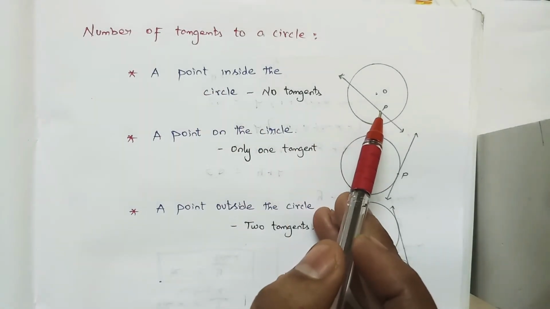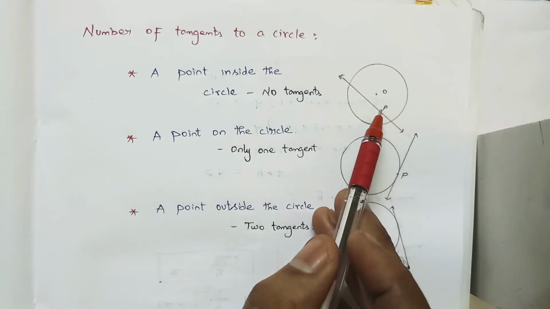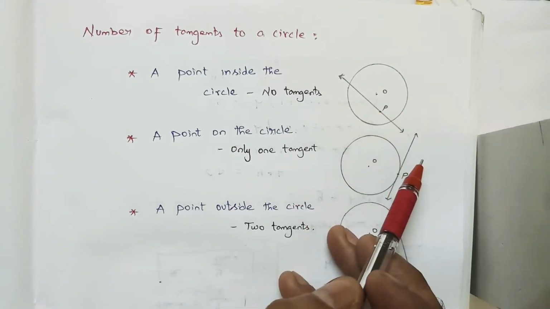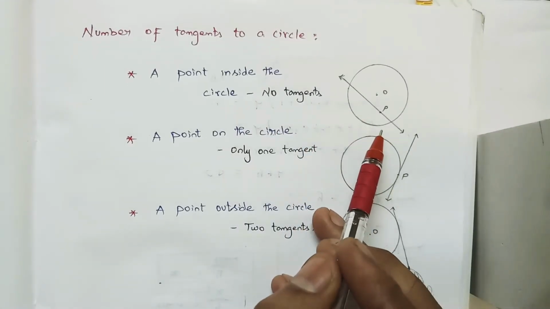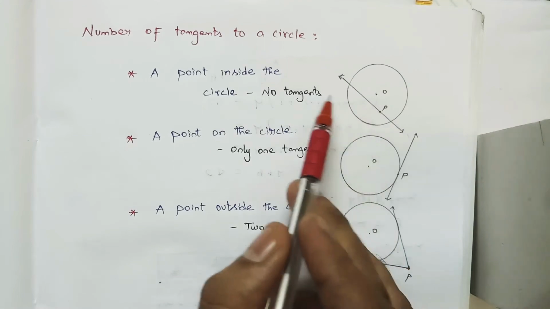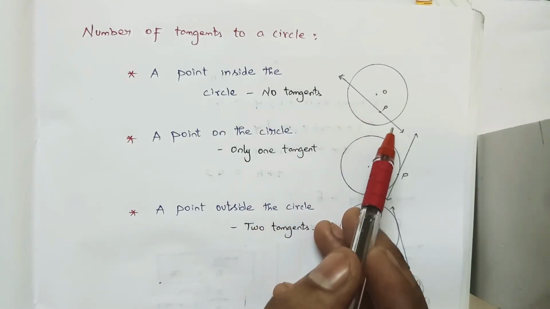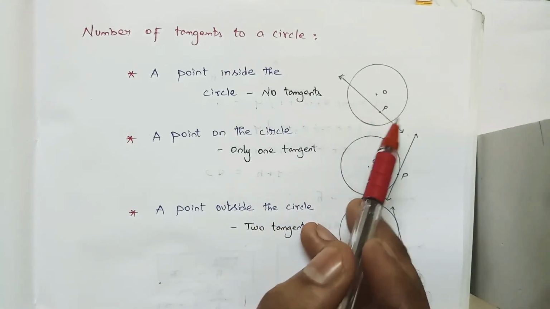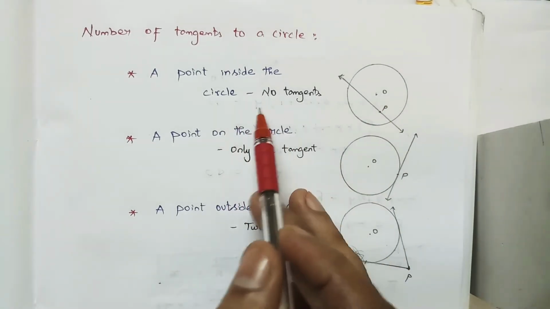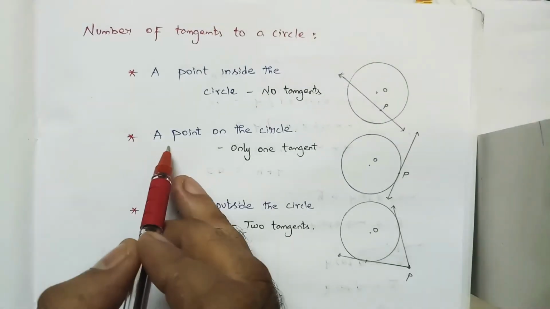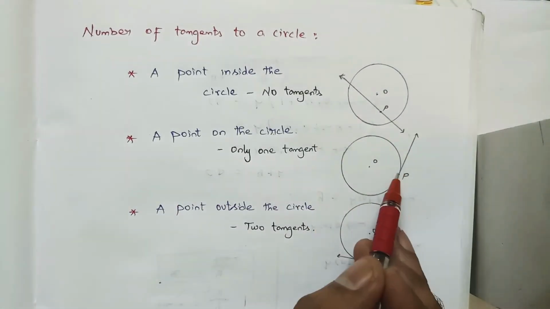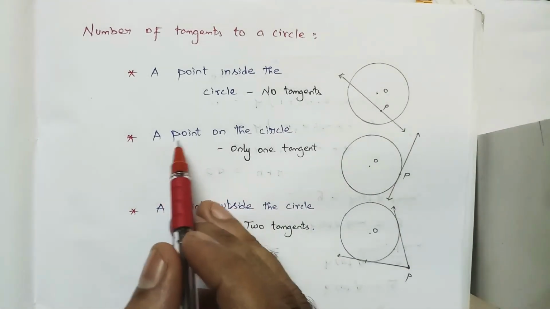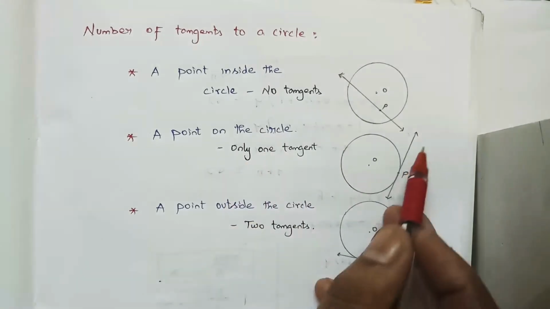I'm just taking the point P. A point lies inside the circle. Is it possible to draw the tangent? No, we can't draw. So no tangents. If a point lies inside the circle, then we can't draw the tangent. Understood? If the point P lies on the circle, then how many tangents can be drawn? Only one. That is, when a point lies on the circle, only one tangent is possible.